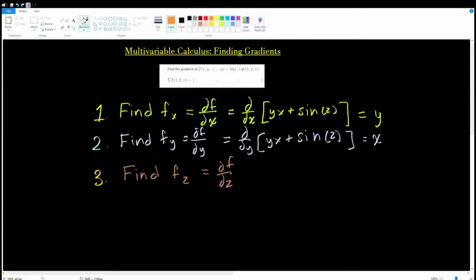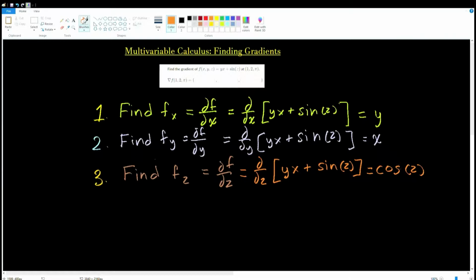Now this is equal to d over dz of yx plus sine of z, right? Since we're differentiating with respect to z, y and x are both constants. A constant times a constant is a constant, so that ends up being 0 plus sine of z. The derivative of sine of anything is the cos of that, so cos of z.